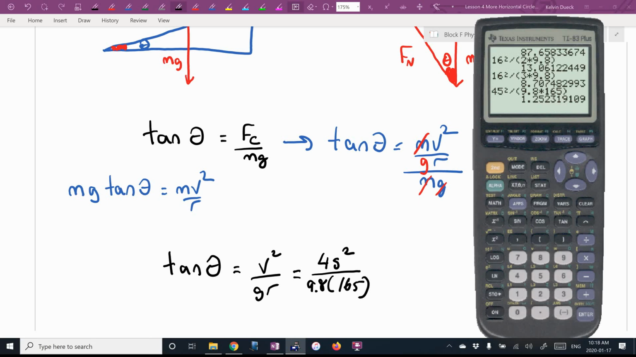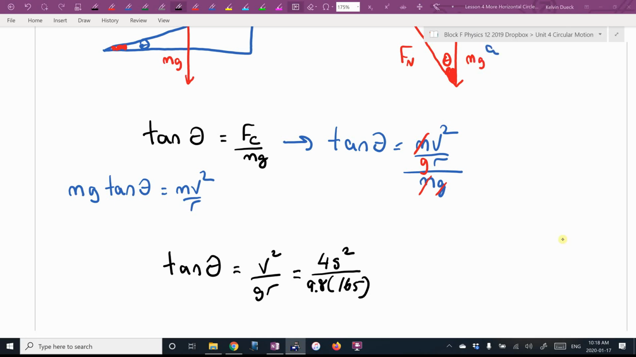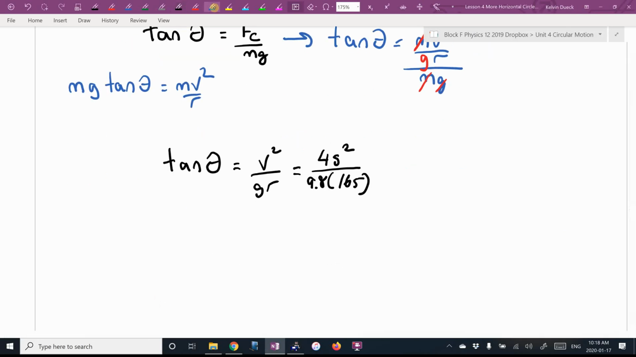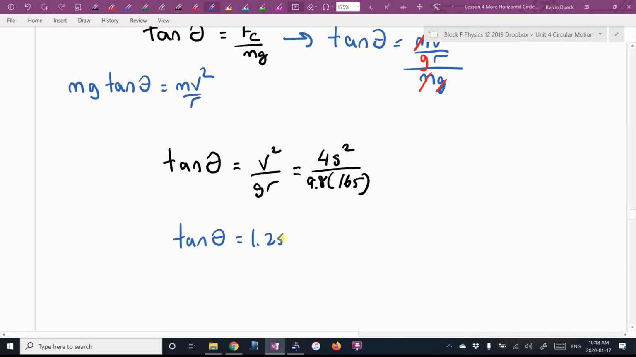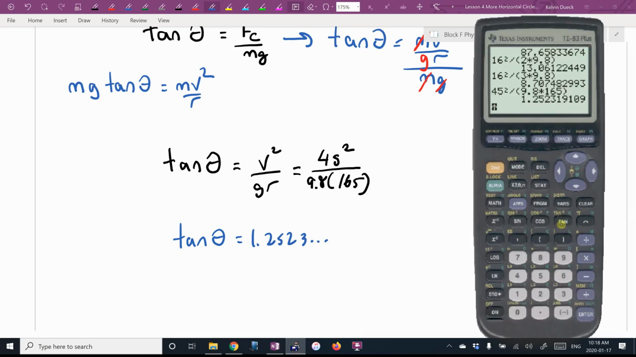What have I just found? I found the tangent. In other words, on my next line, I would say to myself, tan theta equals 1.2523 dot, dot, dot. How would I find theta? Shift tan of that. What angle do I want to bank this at? Pretty steep, 51.4 degrees.